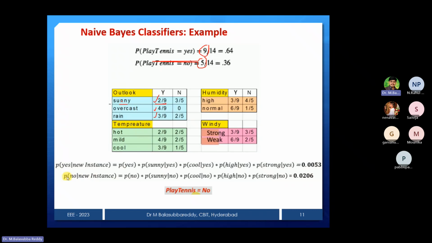Now, sunny in outlook is sunny, but not played 3 times out of 5 times. So that's why 3 by 5. And overcast case, no, because no instance is having, that's why 0. And rain is there, outlook is rain, but he not played 2 times out of 5 times. Outlook is rain means is not played. That's why 2 by 5. This is the first feature, outlook feature.